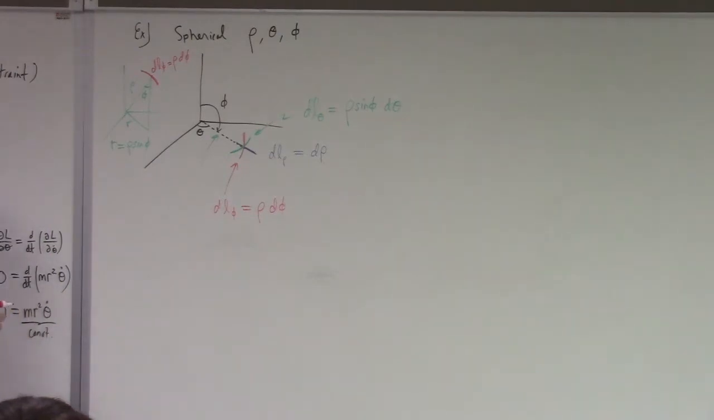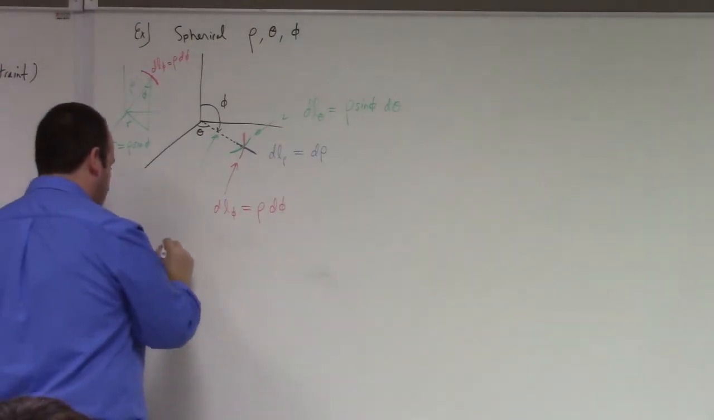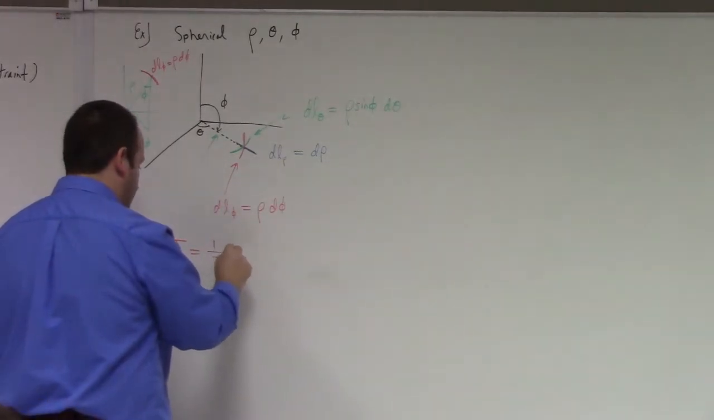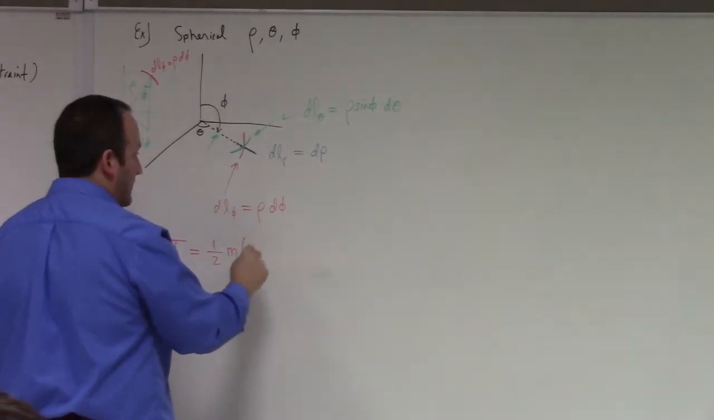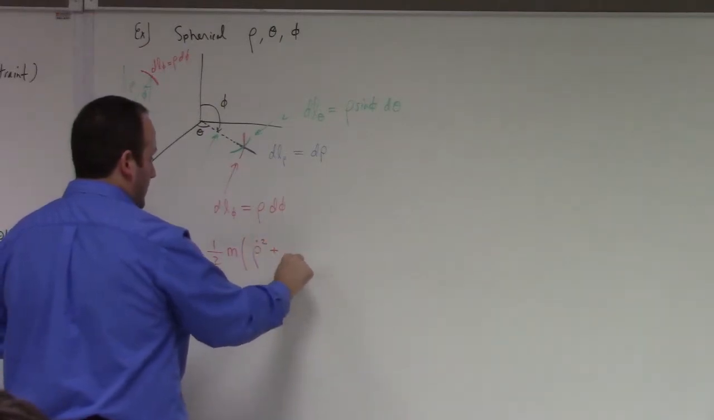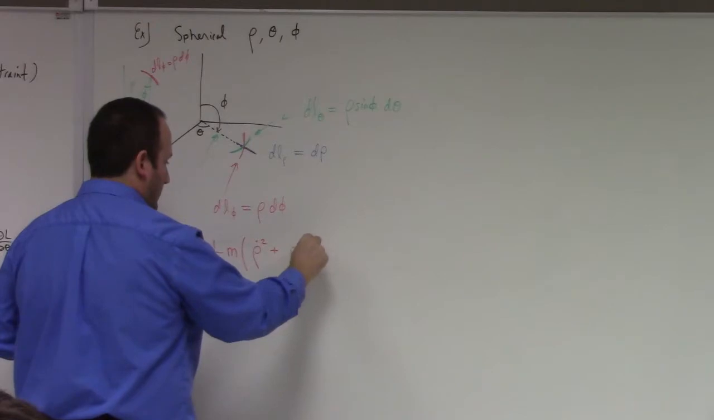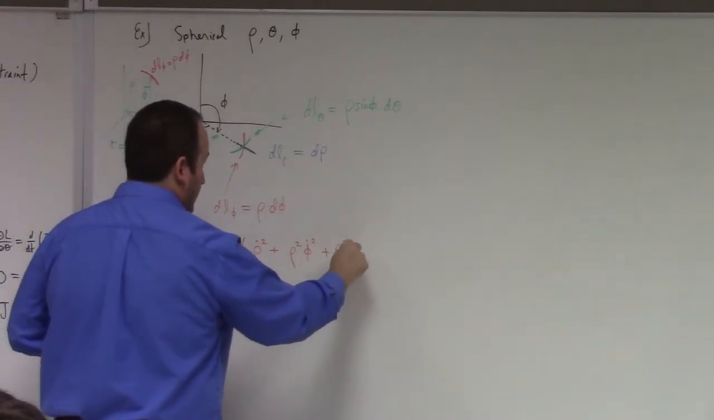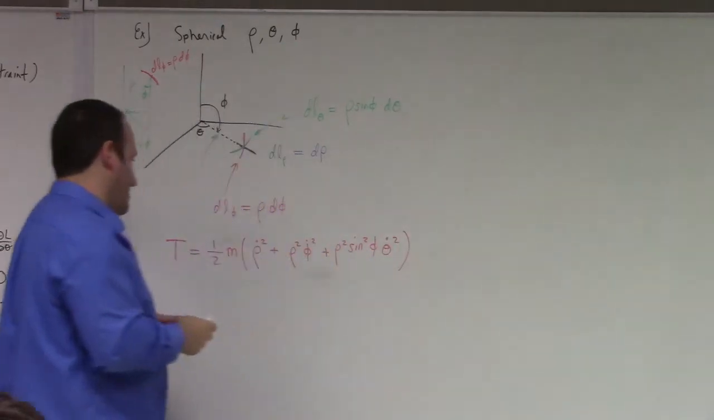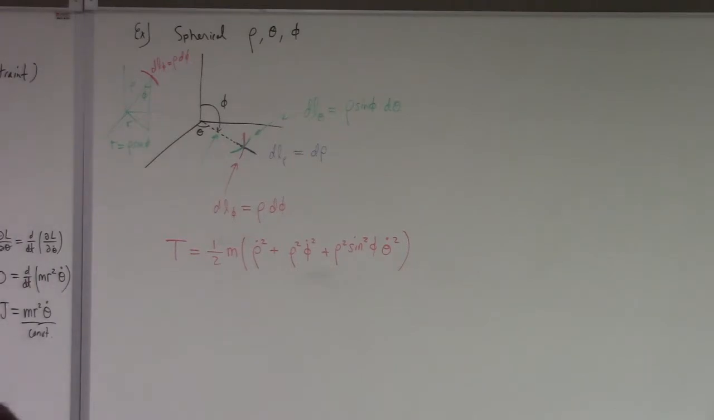So these three infinitesimal displacements tell you the speed squared in spherical coordinates, and 1/2 m times the speed squared is the kinetic energy. So what you're going to get is rho dot squared plus rho squared phi dot squared plus rho squared sine squared phi theta dot squared. So if you're just dealing with a free particle on a sphere, that's the Lagrangian for it, right?